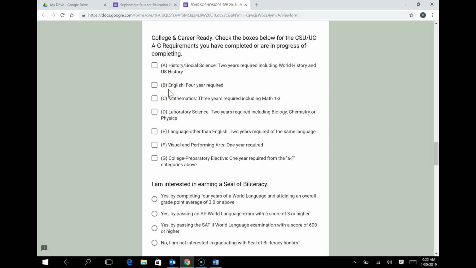B is English. 4 years will be required. At this point, you completed your freshman year and 1 semester of sophomore year. If that's you, you're going to press B. Don't forget, this is grades of C or higher in these areas.